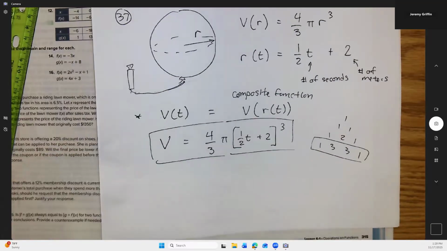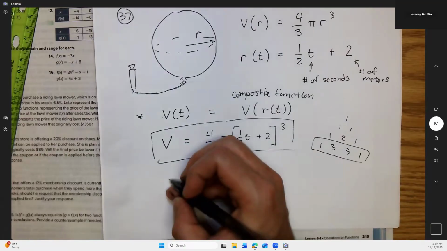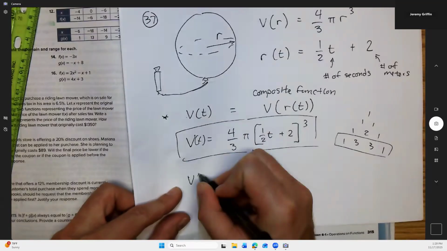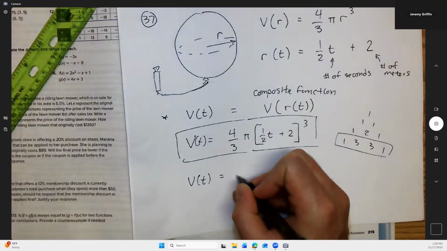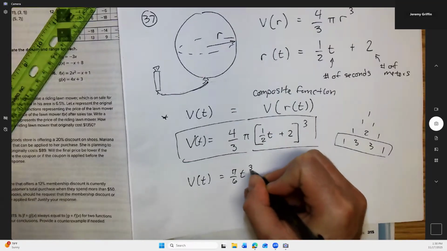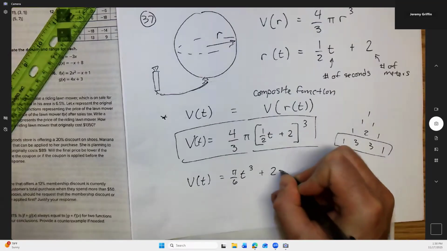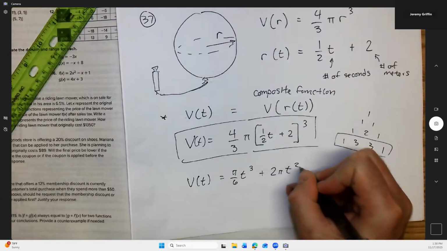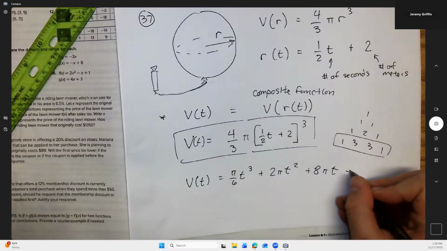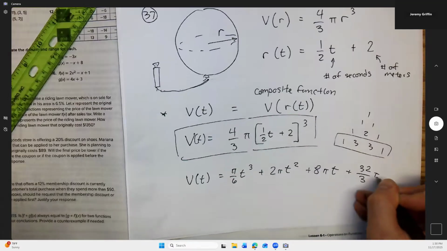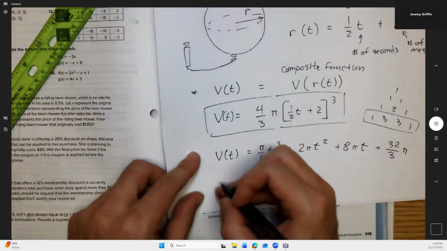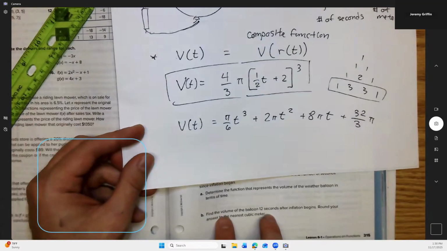So here, number 37, I'm going to pull this out of the book. I'm reading off the teacher's guide, which is off screen. It says the volume, a function of time, they went ahead and expanded it out. They're saying it's pi over 6 t to the 3 plus 2 pi t squared plus 8 pi t plus 32 over 3 pi. So that should also work if you go through all the expansion. Now find the volume of the balloon after 12 seconds.